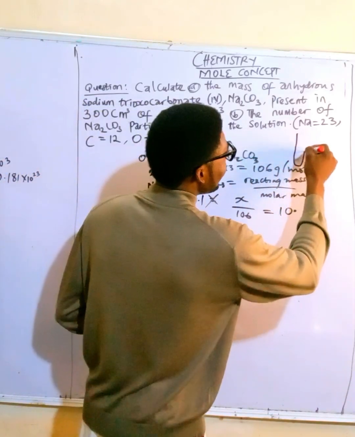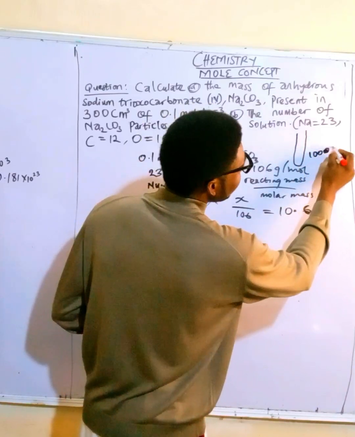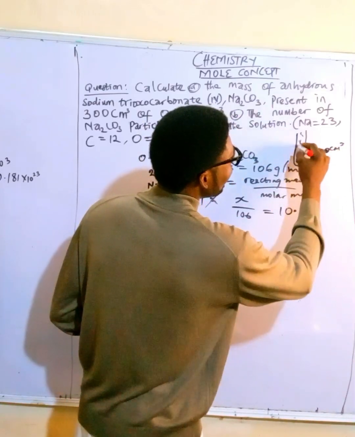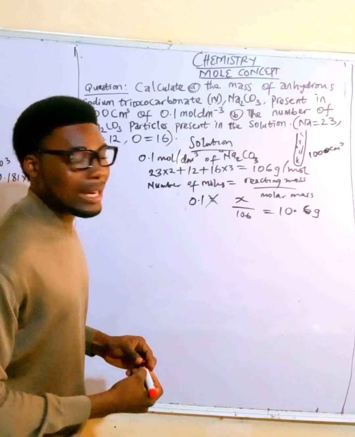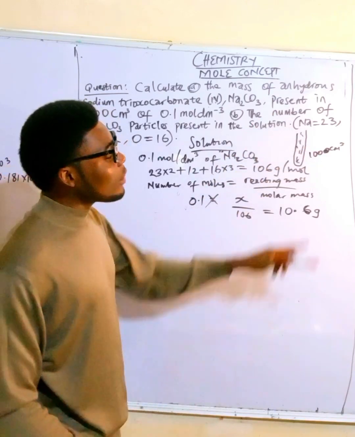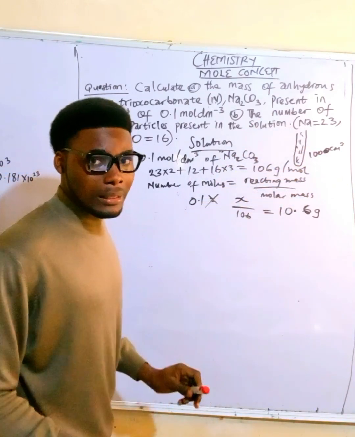Now that we find out that 0.1 mole per dm cube means that we have this salt, it's just like you have this container. Let's say this can contain 1000 cm cube of solution. You have only dissolved 10.6 grams inside of that solution. Inside of 1000 cm cube, you have only taken 10.6 grams.